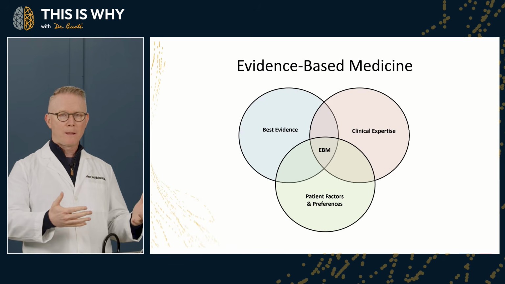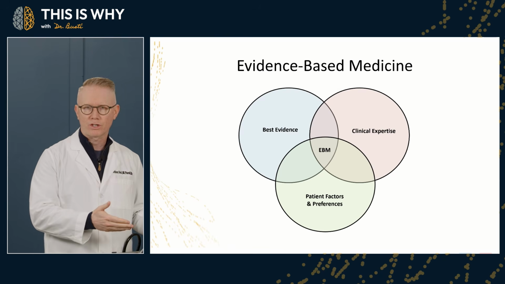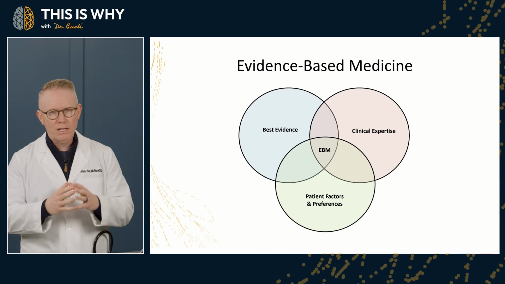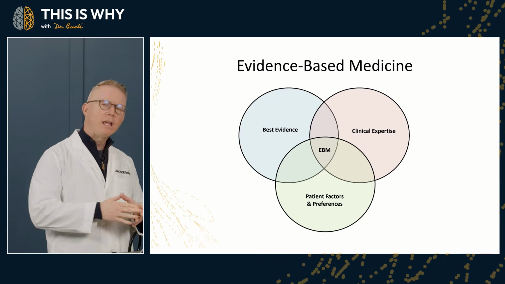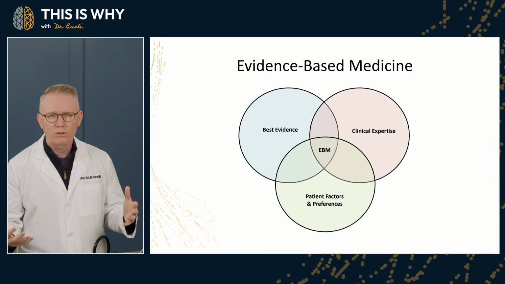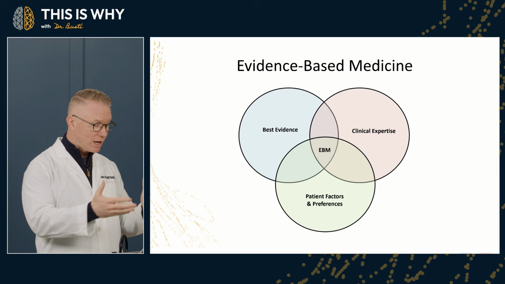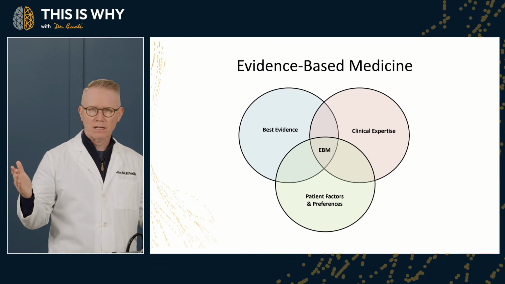So the first component is the best available evidence or research, okay? The second is the clinician's experience and expertise. And then third is the patient-specific factors, circumstances, their values, right? Many times we ignore that third one. It gets missed in the mix, okay?